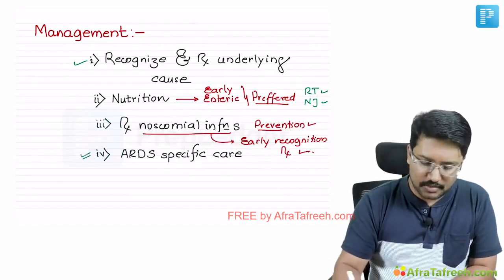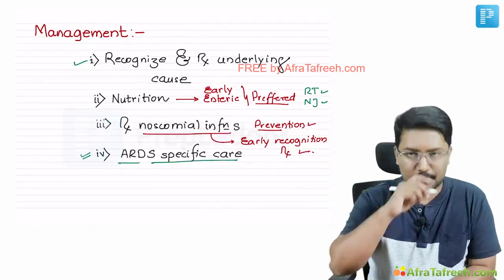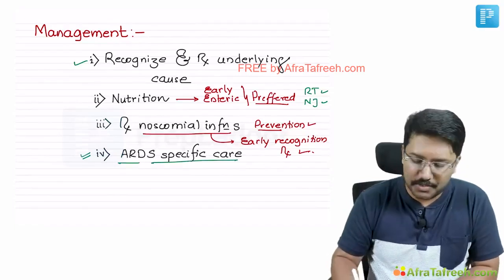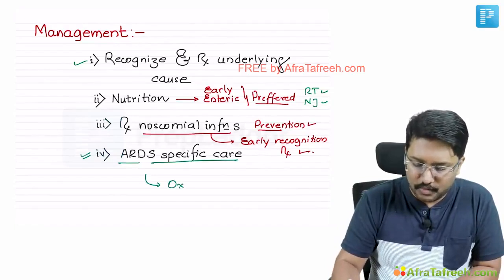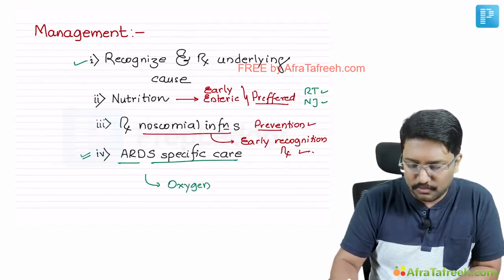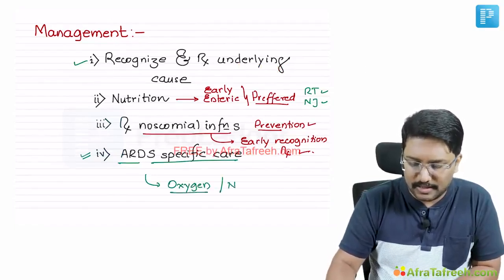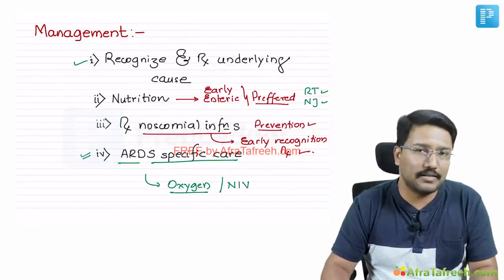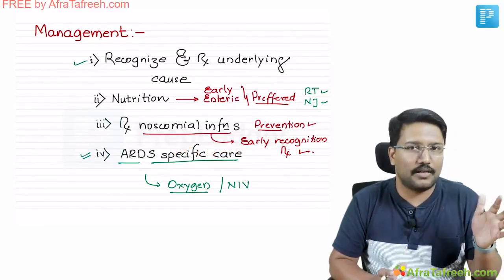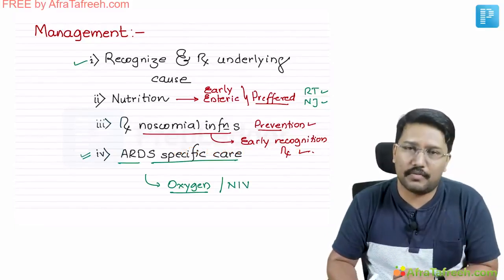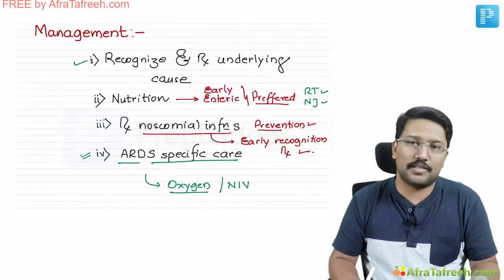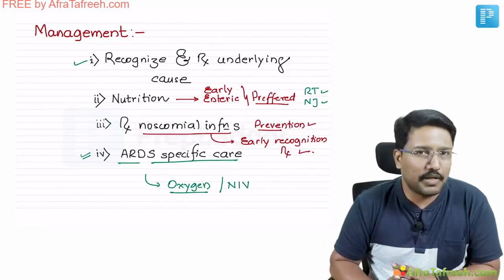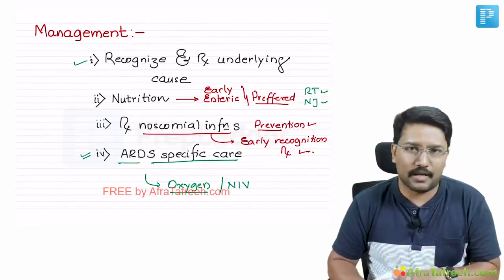Now it's time for us to learn what the ARDS specific care is, right? What can we offer to these patients? We can offer them oxygen, and as I've already told you, in most cases oxygen and NIV are inadequate. So only in case of mild ARDS, which is according to the Berlin criteria a PaO2 by FiO2 ratio of 200 to 300, not having severe respiratory distress, maybe you will be able to handle them with oxygen and NIV.